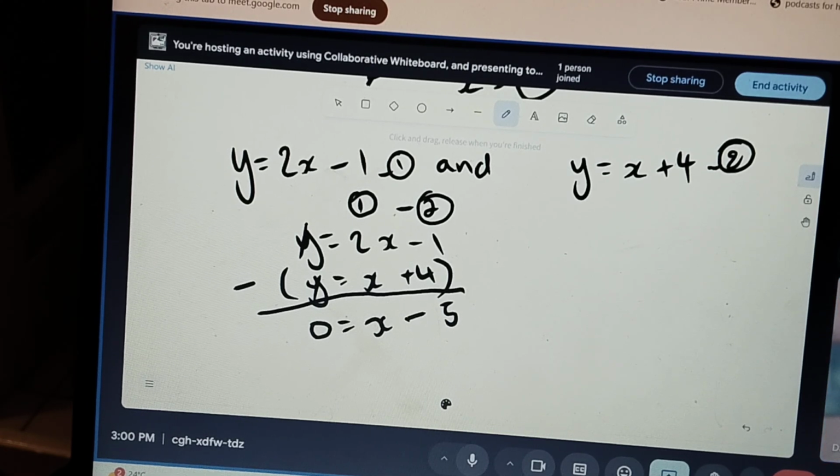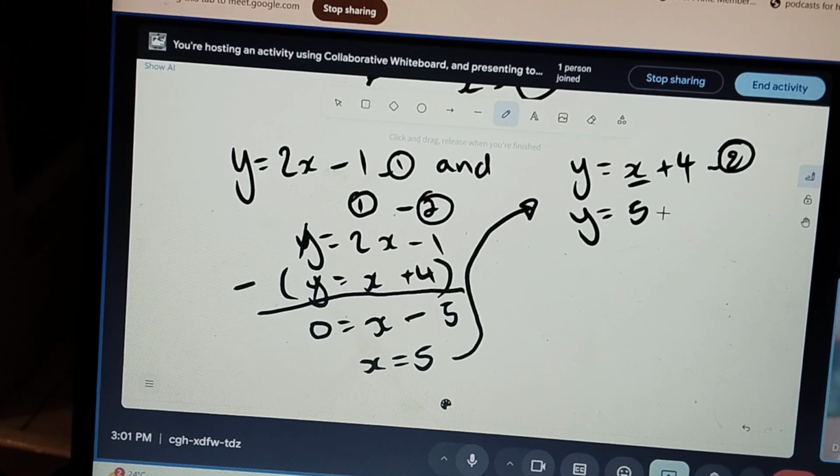Now if something minus 5 is 0, what is the something? 5. Good. x must be 5. But in simultaneous equations, once I've got either the x or the y, I've only done half of it. I haven't done the whole thing. So I've now got to take this and substitute it back into one of these equations. I'm going to use equation 2 again. So y equals, instead of an x, 5 plus 4. What is 5 plus 4? It is 9.